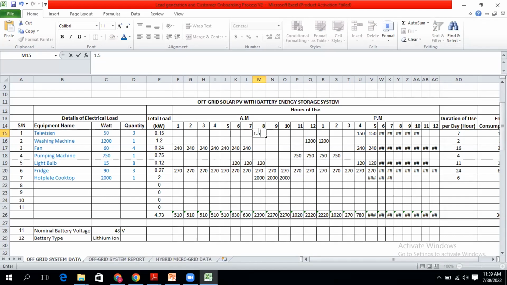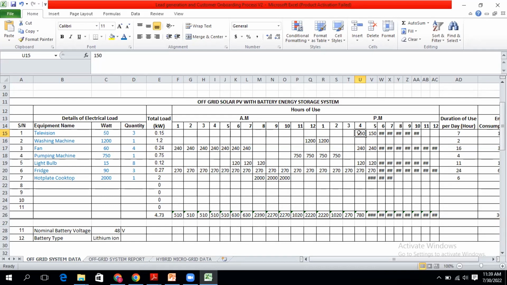The reason why I need to add this is that I need to create a load profile. Is this 0.15? Sorry, 0.15. I just want to use it to illustrate. Okay, sorry, not 0.5. What you're going to put is 150, because you're doing 50 times 3. Put 150 there.